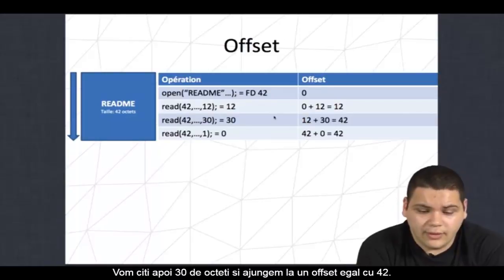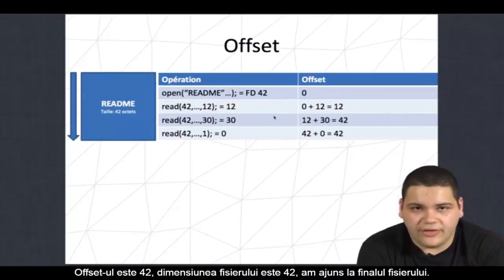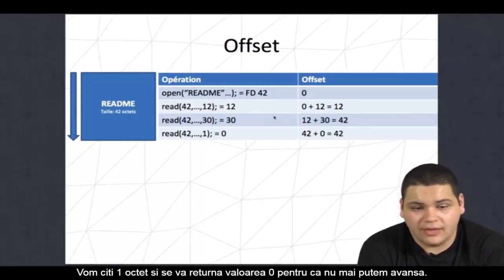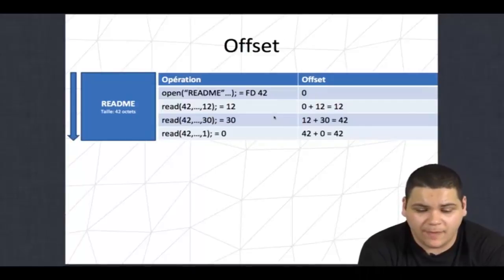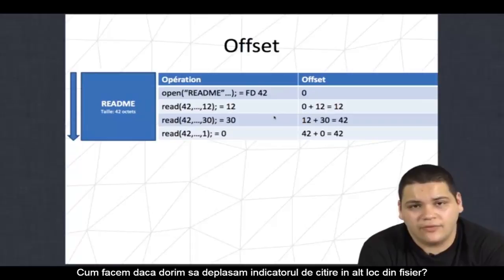Then let's read 30 bytes, which will give us an offset of 42. Offset of 42, file of 42, we've therefore reached the end of the file. Let's do a read of a byte, which will return 0 because we cannot go forward. How could we move the reading head to another place in the file?